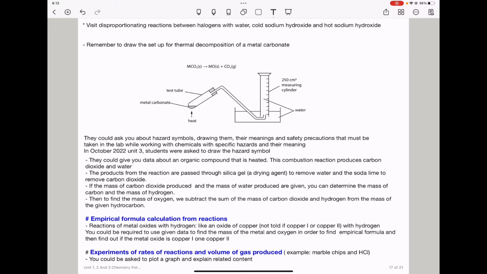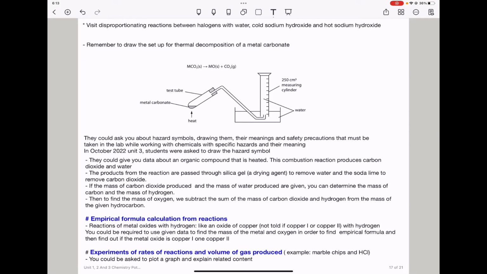So from this experiment, we could find the mass of carbon dioxide as well as the mass of water produced. That means you can use the mass of carbon dioxide produced to find the mass of carbon, and you could use the mass of water produced to find the mass of hydrogen. Remember, the mass of oxygen will be the mass of the original organic compound minus the sum of the mass of carbon and hydrogen. So we can use that to determine the empirical formula of the organic compound.